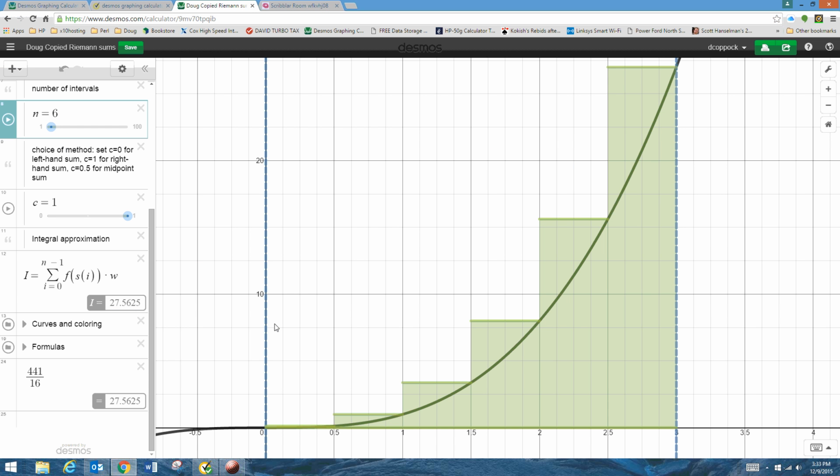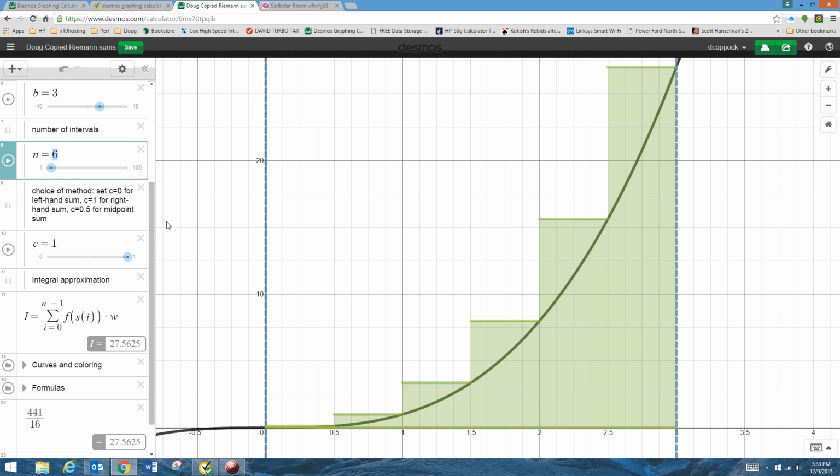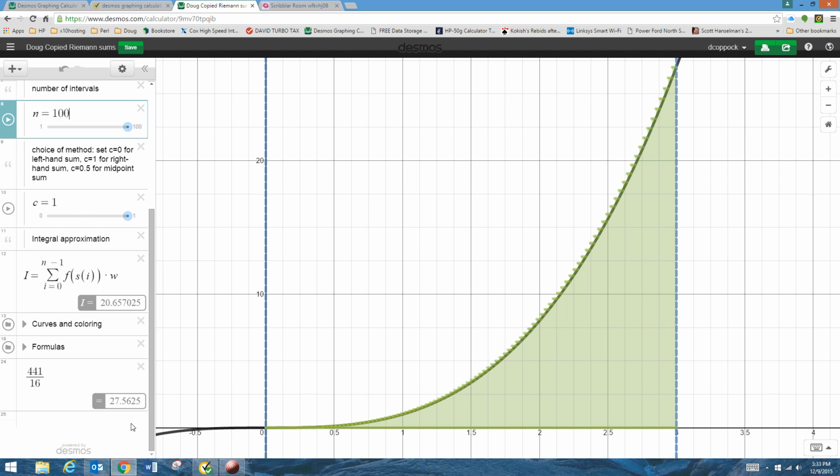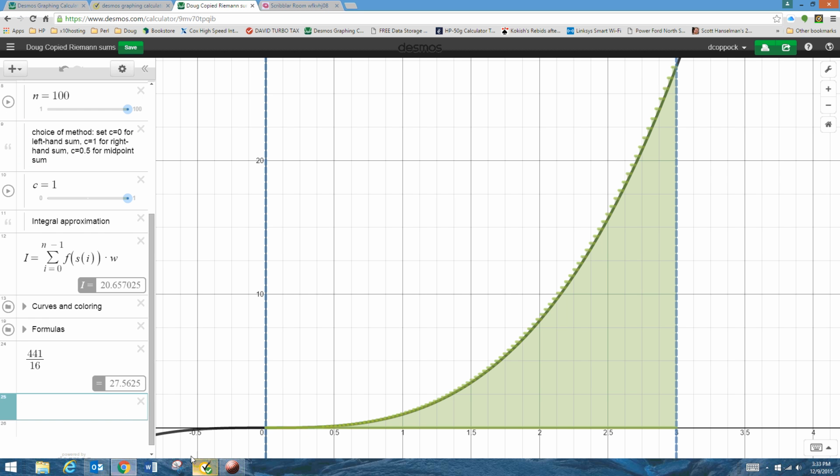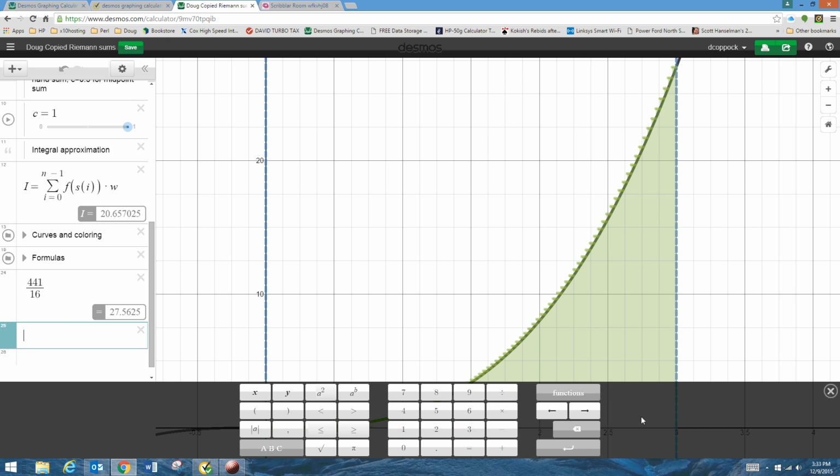We'll go back to here. I'll change n to 100 one more time. We'll see that we've got 20.65705 and 81 fourths is 20.25. So we're at this point just a little over, or no, 20.25, 4/10ths from having the correct area. Increase that to 1,000 rectangles, who knows? We might be very close.